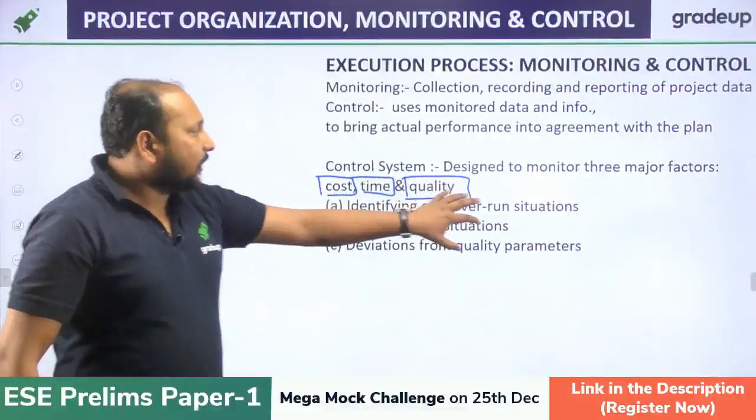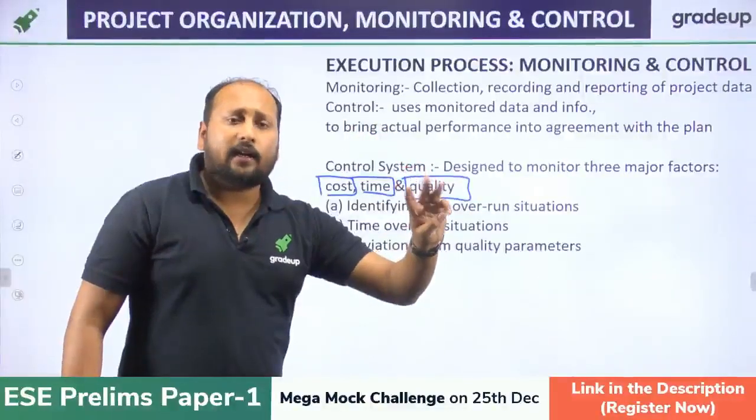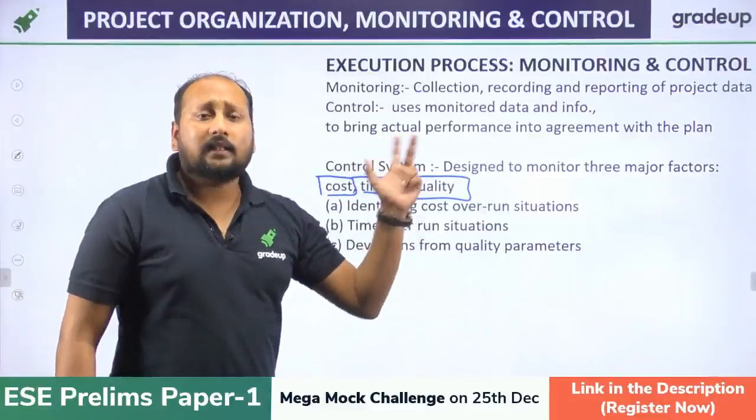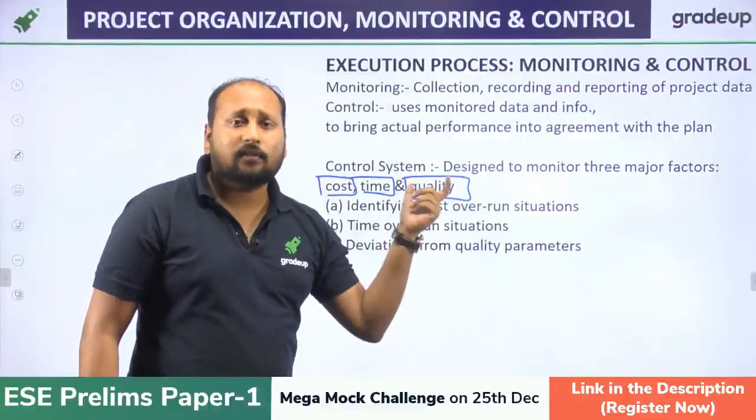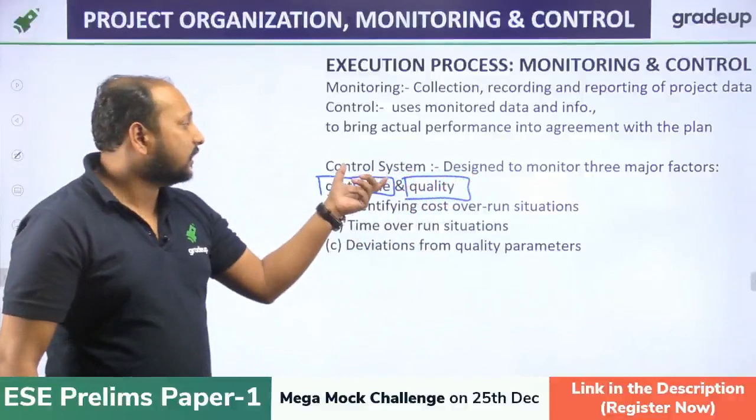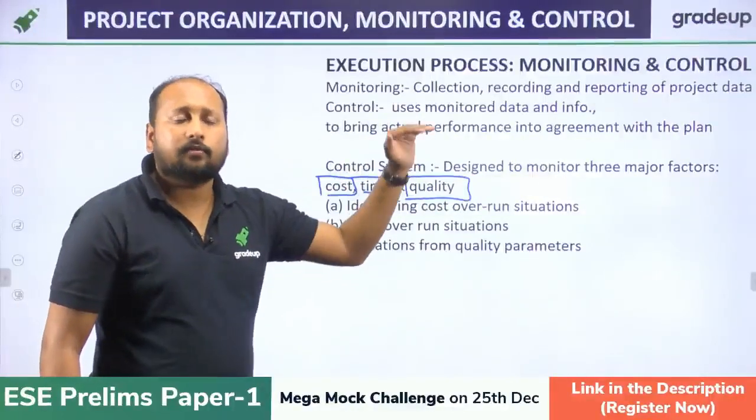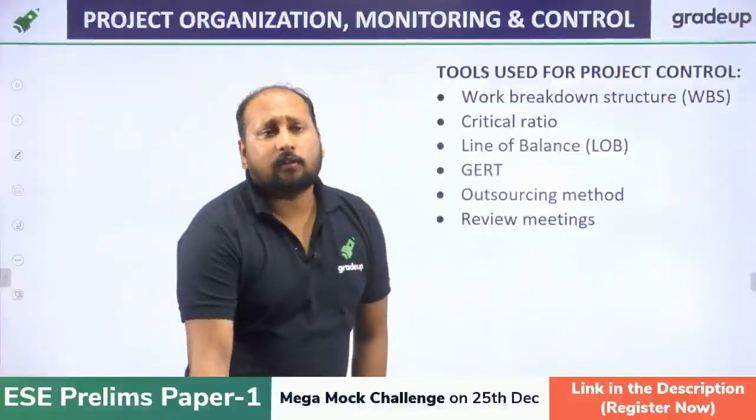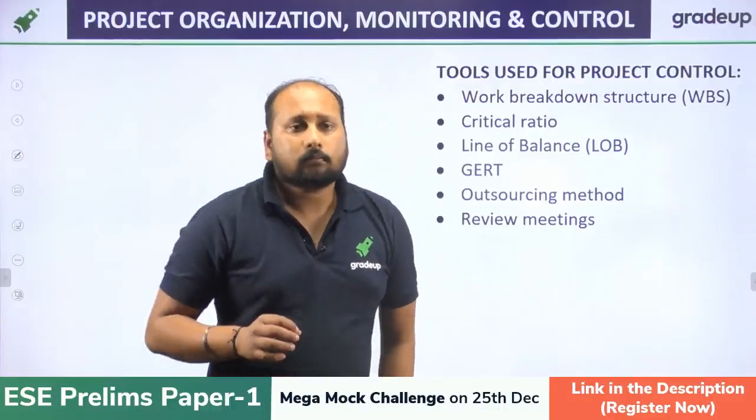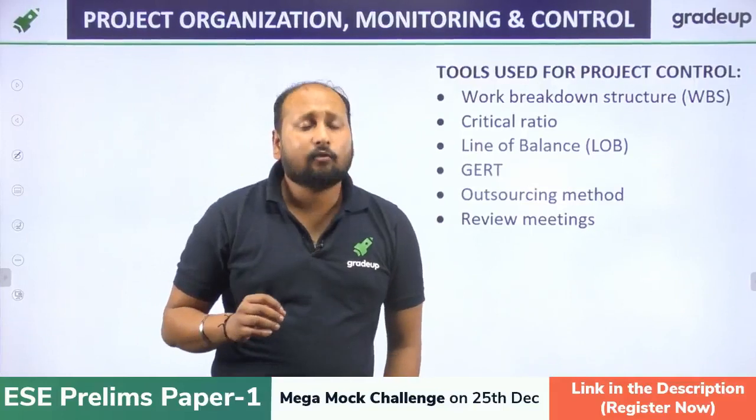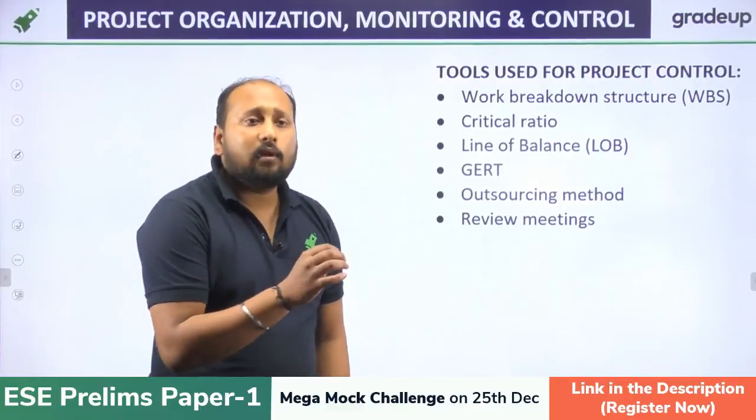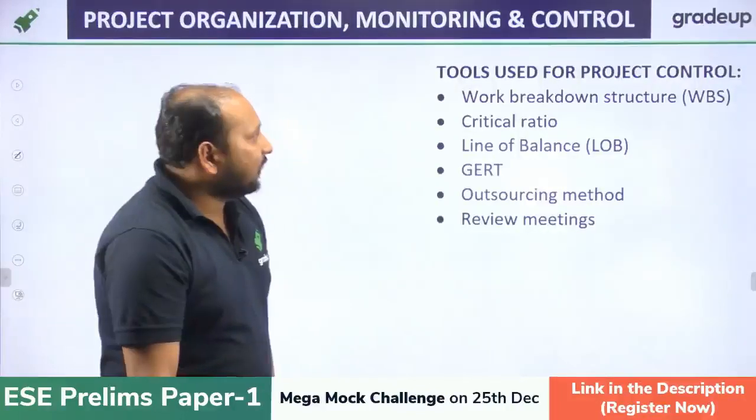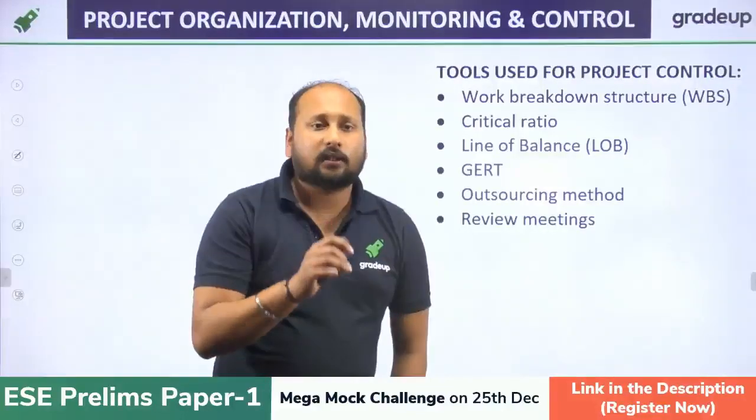Okay, if I talk about the control system, the 3 main points are cost, time, and quality. These are the 3 main key factors which the control system controls, fine, on which we do the monitoring. Now, these are the different tools. We'll be discussing them one by one, how each works, with an example. Okay. The first is work breakdown structure.